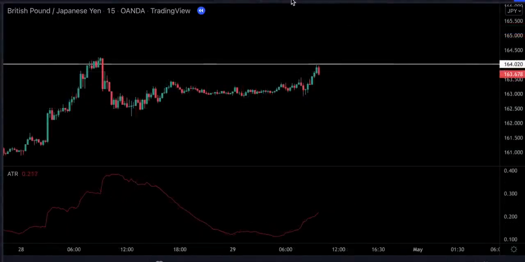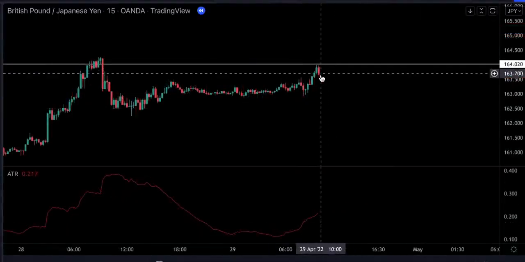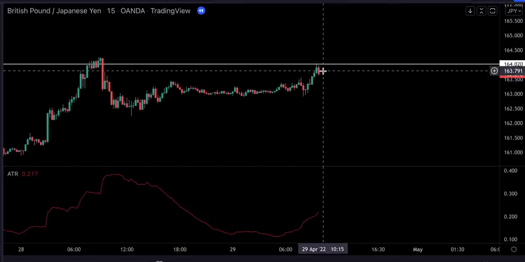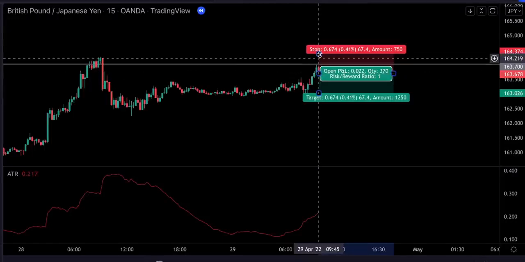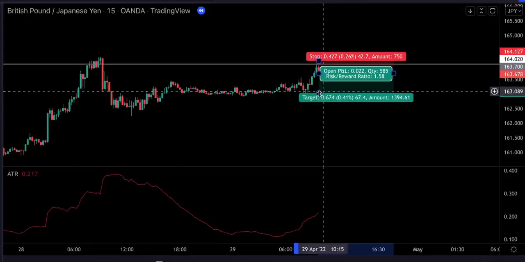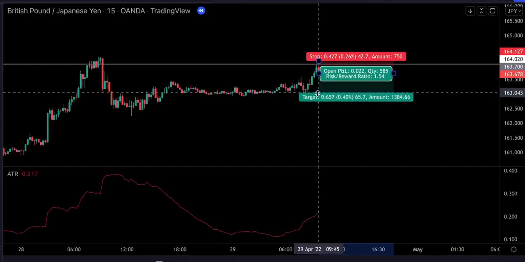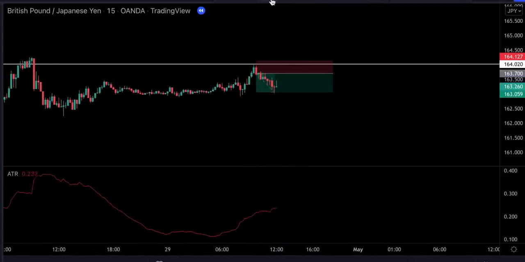Okay, let me now give you a couple more examples. So here we see I draw a level of resistance. The price bounced off, so this would be a confirmation for me to enter a short position. I will set my stop loss at 0.42 pips. And my take profit target will be set at 1.5 times the risk. Okay, so we see this trade turned out to be profitable.